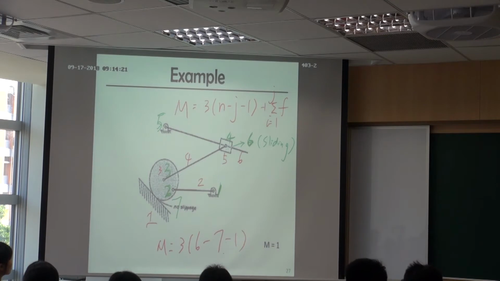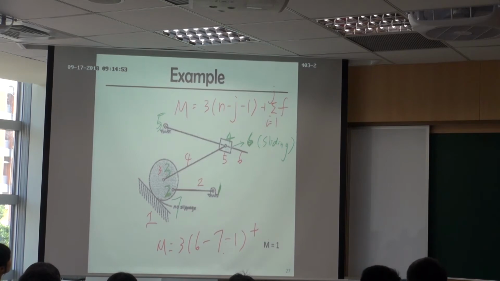Do you remember the meaning of this minus 1? Yeah, that's the ground link. The ground link has no degree of freedom, so we need to subtract the ground link. We also need to add what we call connectivity. In this equation, originally we assume all the joints constrain all the degrees of freedom. But actually, those R joints or the sliding joint all allow 1 degree of freedom, so we need to add them back. Because all these 7 joints are 1 degree of freedom joints, we need to add 7 back.